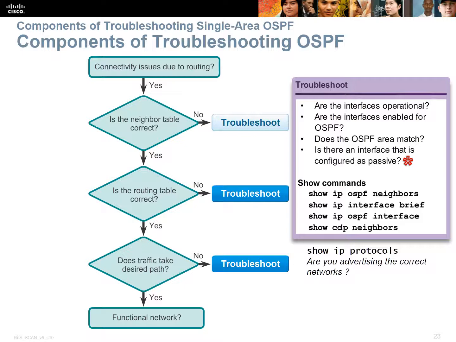Are there neighbors? Very first question you need to ask. Show IP OSPF neighbors. Okay, you've got neighbors, but you don't have the right routing information. Are you missing network statements? Does the traffic take the correct path? Once again, it could be missing network statements or routers that are down between you and there, or passive interface. Always check for passive interface as well.